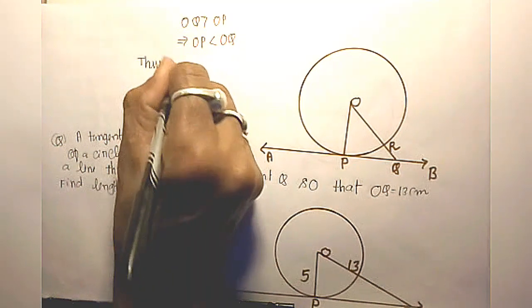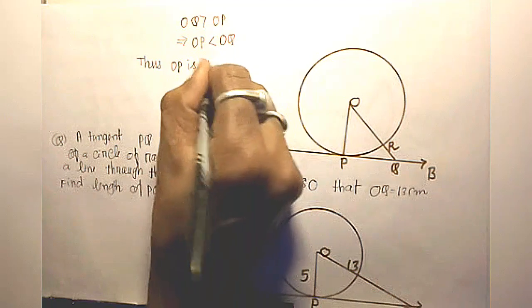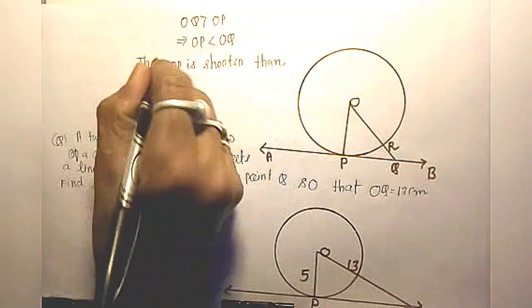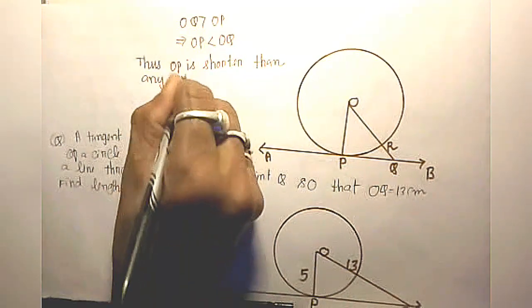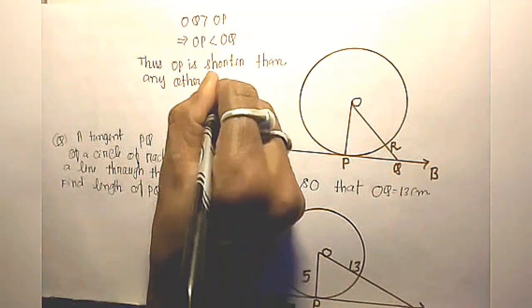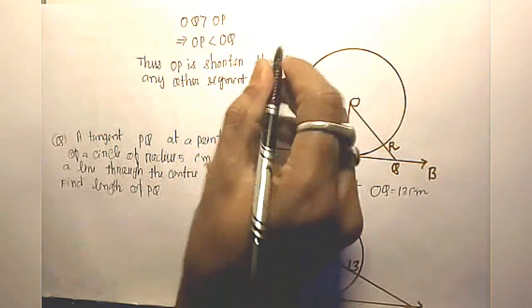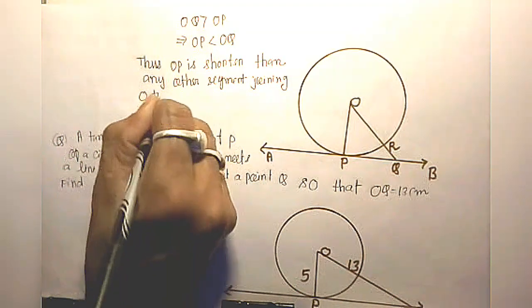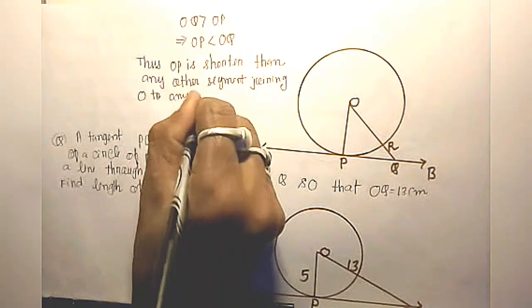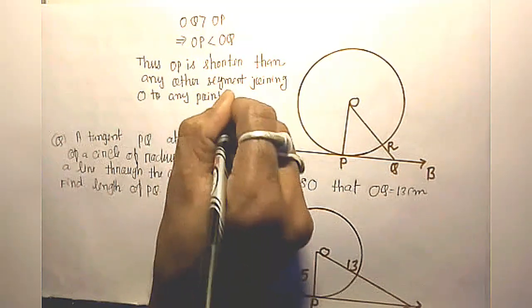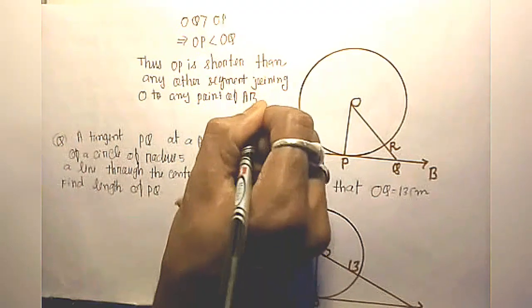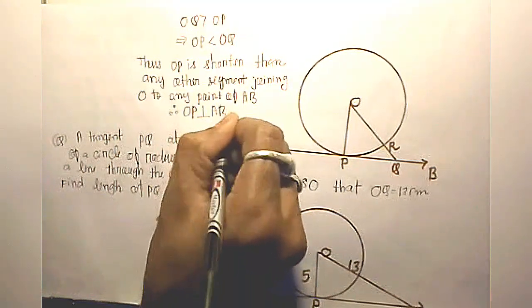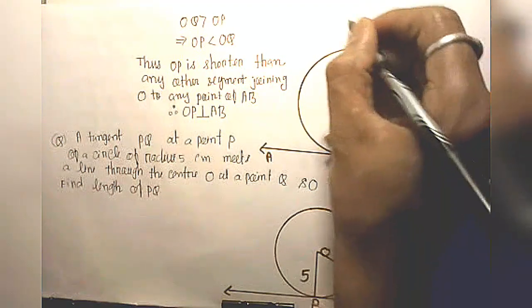So thus OP is shorter than any other segment joining O to any point of AB. Therefore, OP is perpendicular to AB.